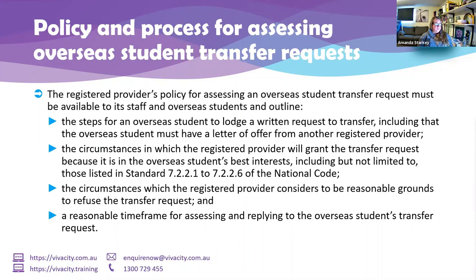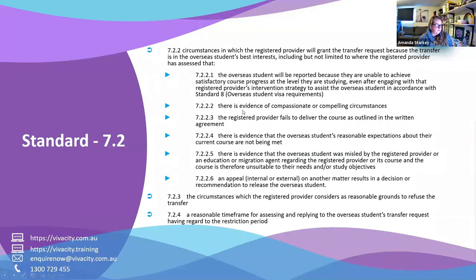The circumstances in which you'll grant the transfer request because it's in their best interests, or one of those circumstances that we identified before on 7.2.1-6. So these ones: compassionate or compelling, unable to make course progress, not in line with the written agreement, didn't meet the student's reasonable expectations, they were misled by the agent or the training organisation, or the appeal resulted in that being the decision that's best for the student.